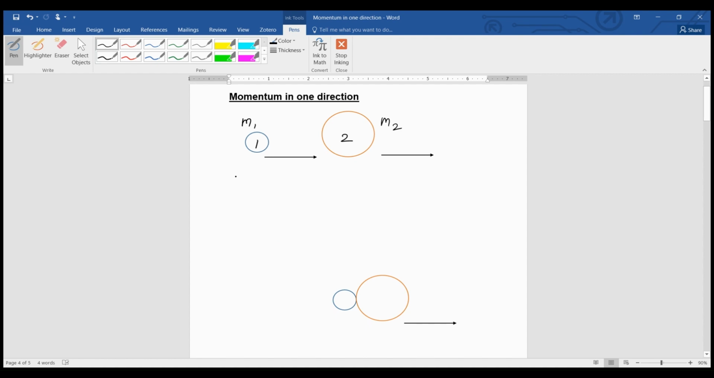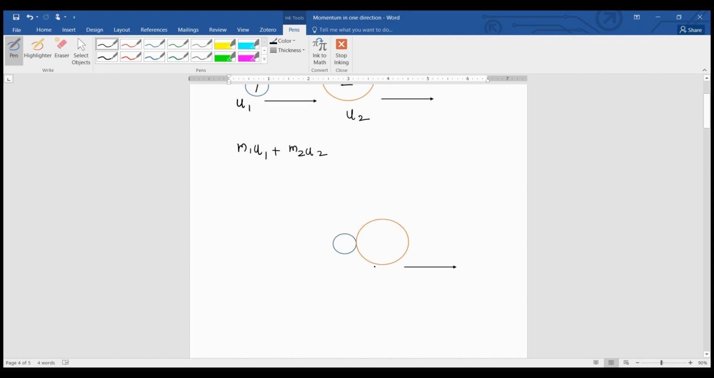The formula for momentum is mass times velocity. So u1 is the initial velocity of object 1 and u2 is the initial velocity of object 2. So the total momentum before collision will be the momentum of object 1, which is m1 u1, plus the momentum of object 2, which is m2 u2. Now after collision, what's happening here?